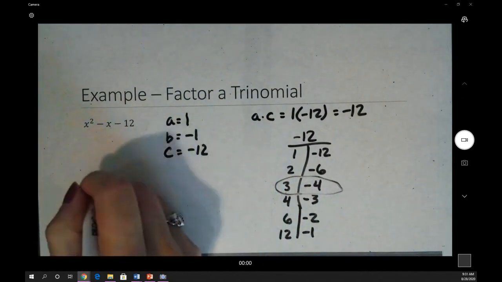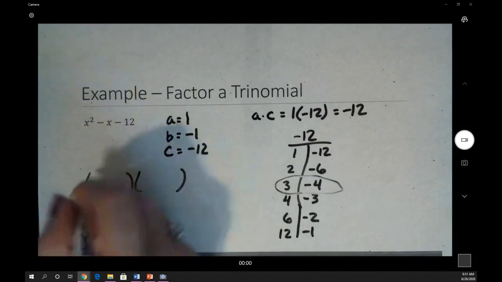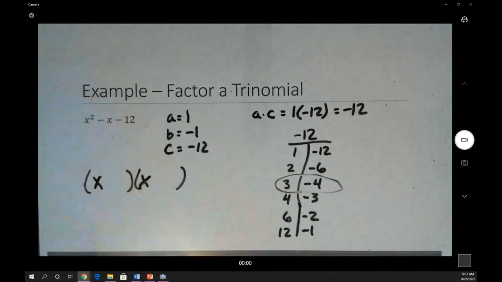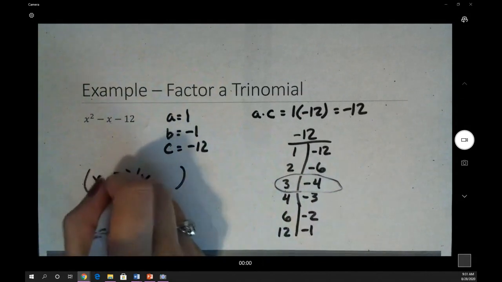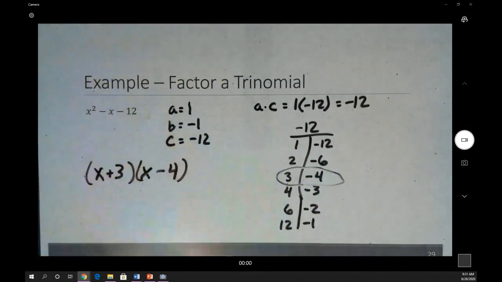Since our a value is 1, we can just set up our parentheses with x's out front, and then we just plug in our numbers. We have a positive 3 and a negative 4. So x plus 3 times x minus 4.